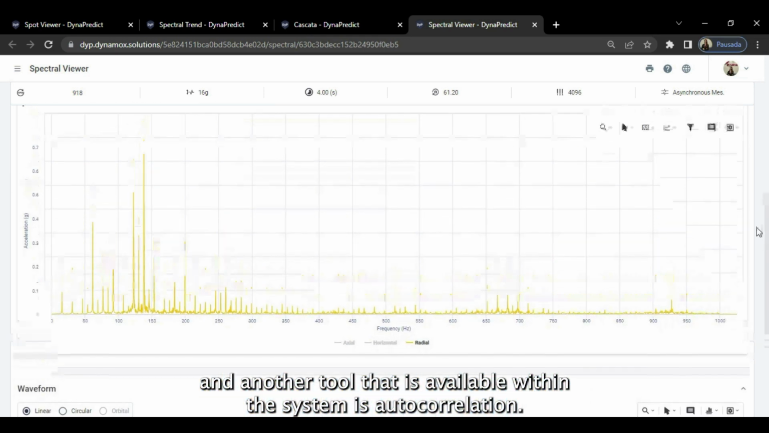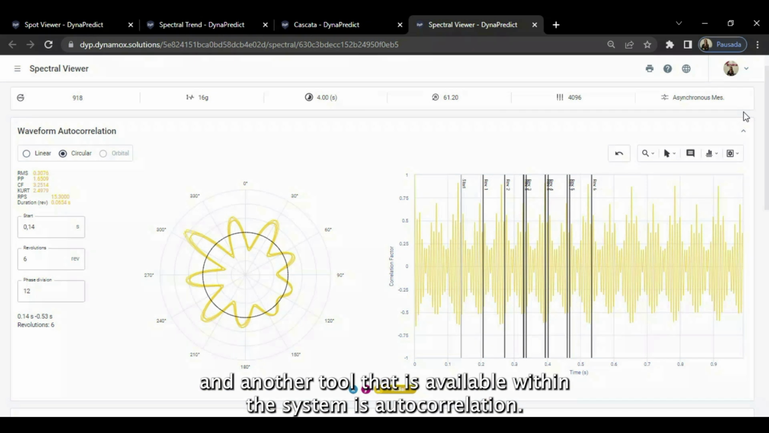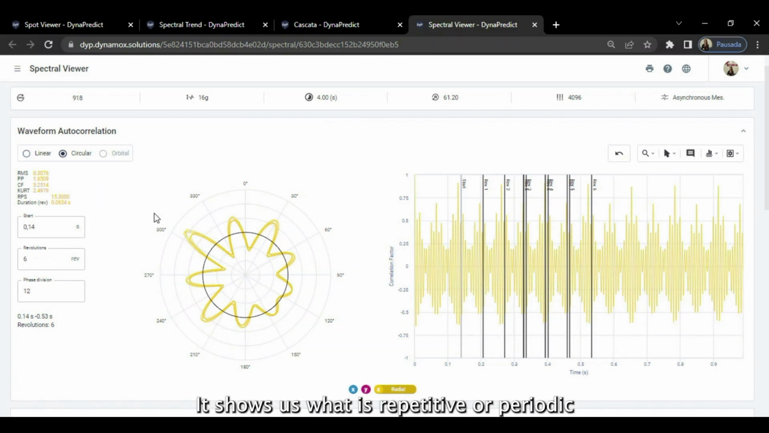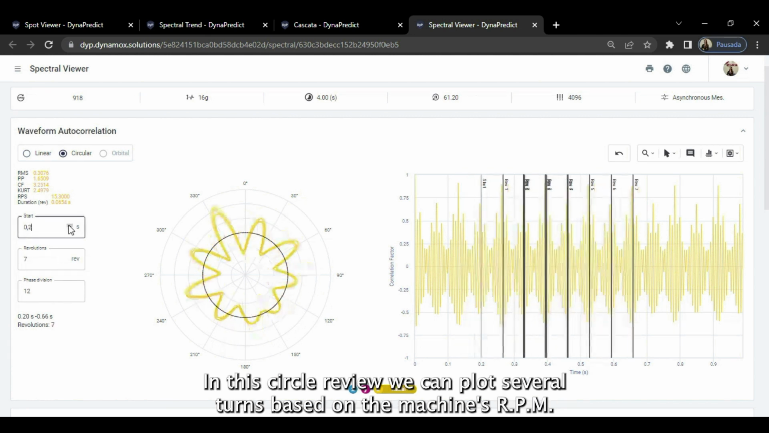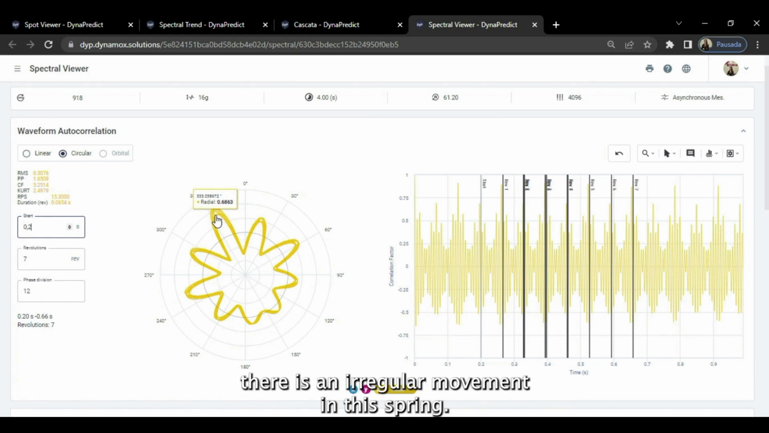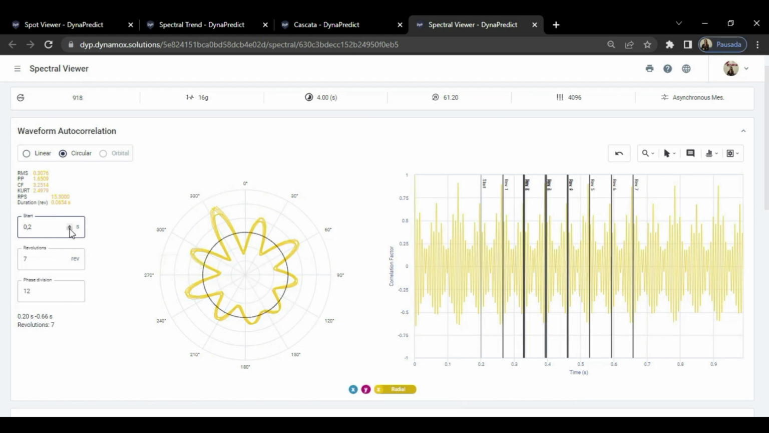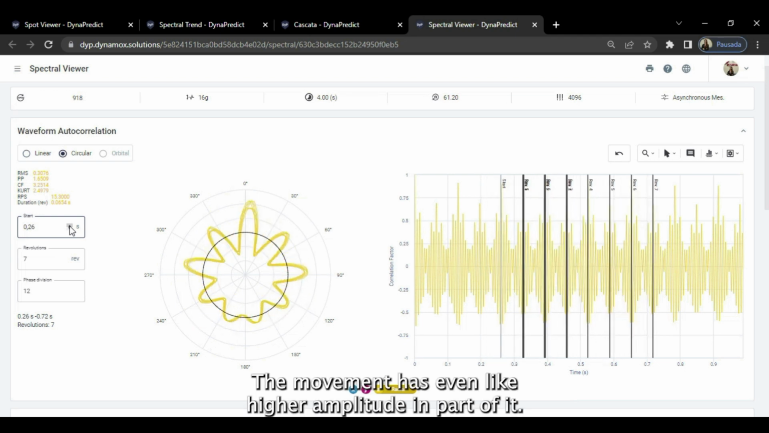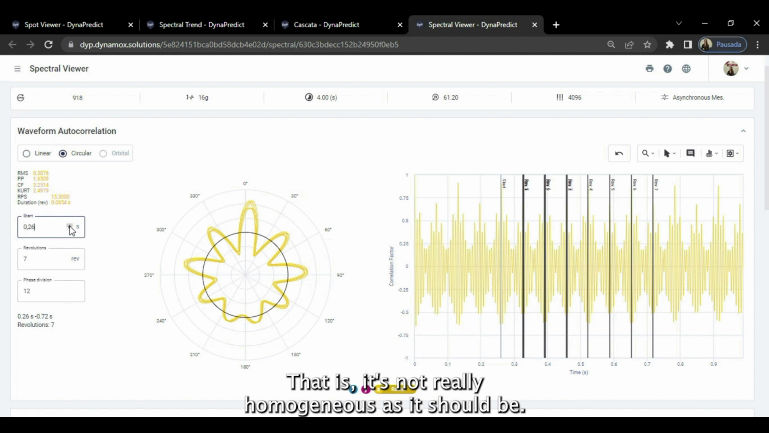And another tool that is available within the system is autocorrelation. It shows us what is repetitive or periodic in the signal and removes everything else. In this circular view, we can plot several turns based on the machine's RPM. 6, 7 turns, and we can see that as we rotate it, there is an irregular movement in this spring. The movement has even higher amplitudes in part of it. That is, it's not really homogeneous as it should be.